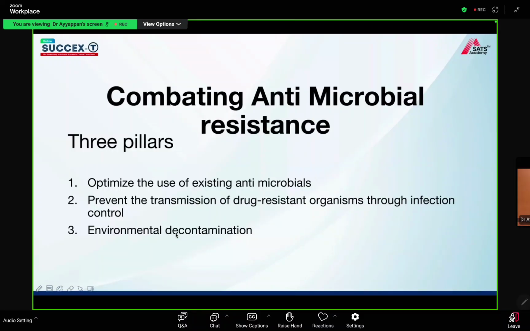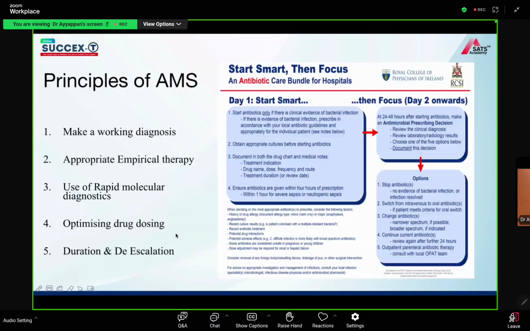Ultimately, what we do with all these things is we are trying to combat antimicrobial resistance. It's not only about the use of appropriate antimicrobials, but there should be infection control practice wherein you do proper droplet isolation, airborne or contact precautions, preventing the transmission of these resistant bugs, and doing appropriate environmental decontamination so that it doesn't further spread among hospital personnel. That is how you fight antimicrobial resistance.